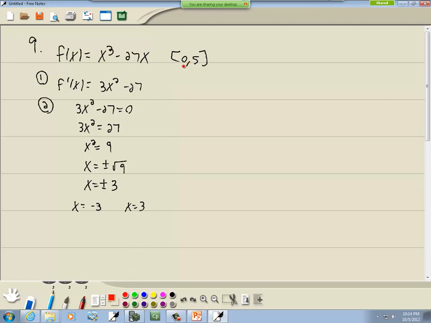Now look at our interval. Our interval is from 0 to 5. Negative 3 isn't in that interval, is it? So we want to cross that one out. We're not going to use that one. Okay, so step 3, we're going to plug in our different x values: our endpoints, the 0, the critical value, which is 3, and then the 5. And we want to plug these into our original function. So we've got y is equal to x to the third minus 27x.